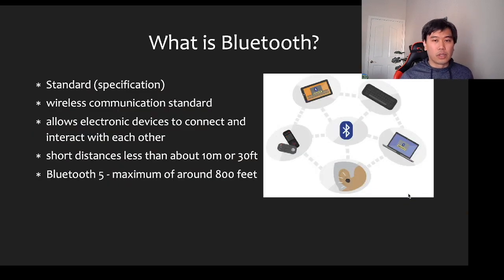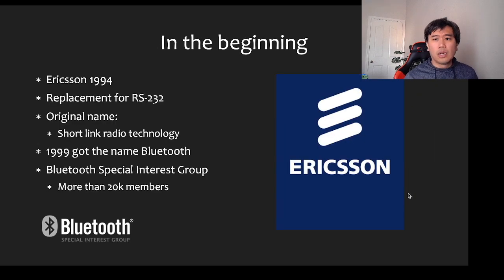Okay, so let's move forward to what is Bluetooth. Bluetooth is a standard specification for wireless communication. It allows electronic devices to connect and interact with each other, typically over a short distance, less than 10 meters or 30 feet. But now Bluetooth 5 has a maximum around 800 feet, so it's getting better.